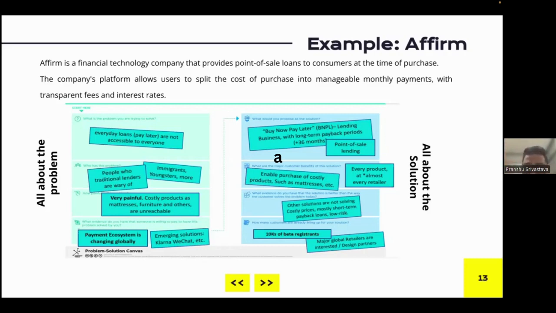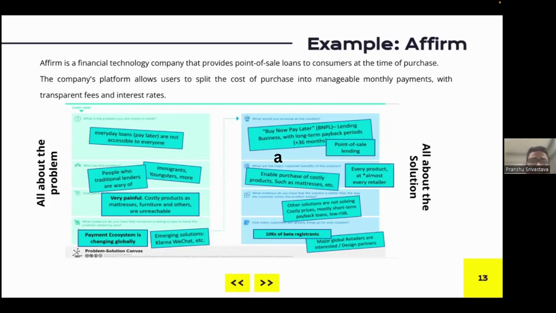If POS machines are installed and customers are coming and actually availing these benefits, then we can simply count the number of customers, an estimated number of customers. For example, we have kept 10,000 beta registrants here. So as per this solution, there are 10,000 customers which we have already identified, or maybe we have estimated who will be the immediate users of this particular solution.